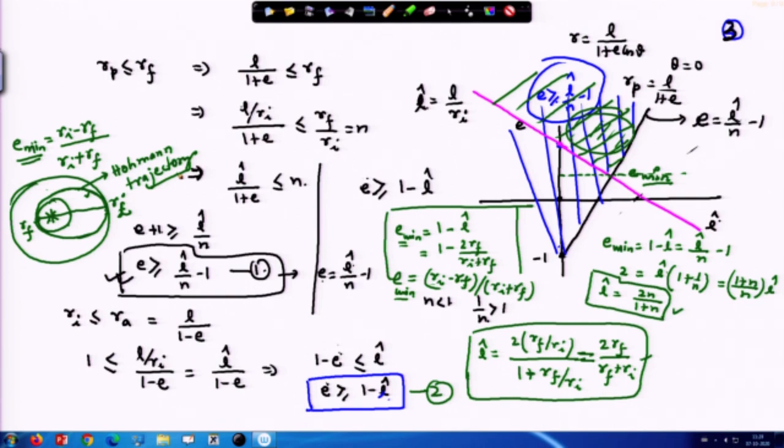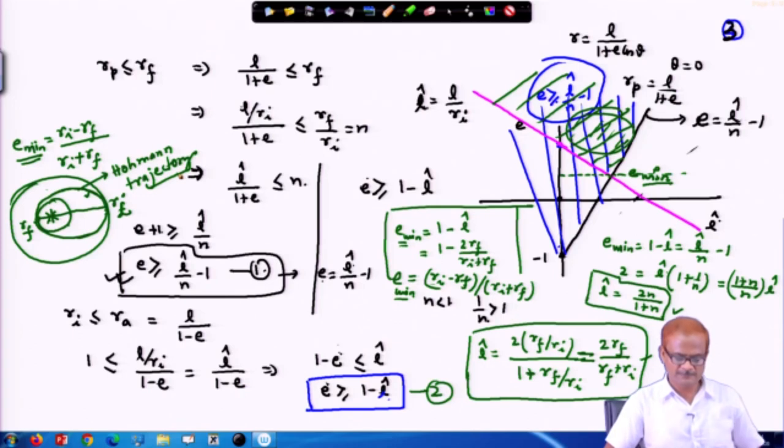So this is the minimum eccentricity transfer, not necessarily the minimum energy transfer. We will discuss later on when this Hohmann transfer can be better than other transfers. So we have one more transfer, which we call the bielliptic transfer. It will come in due course of time once we progress.